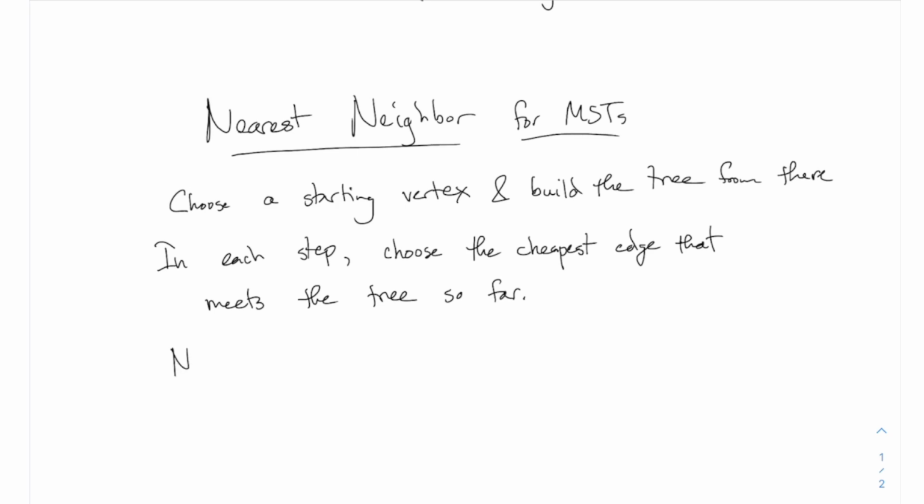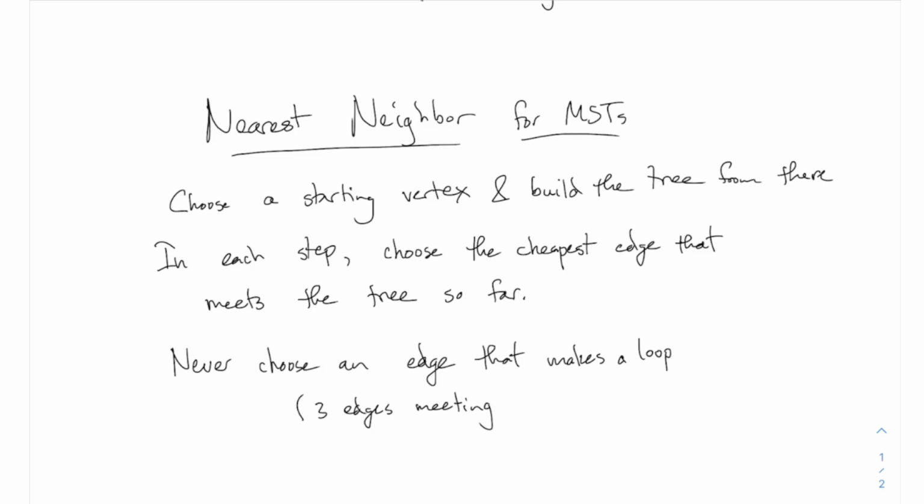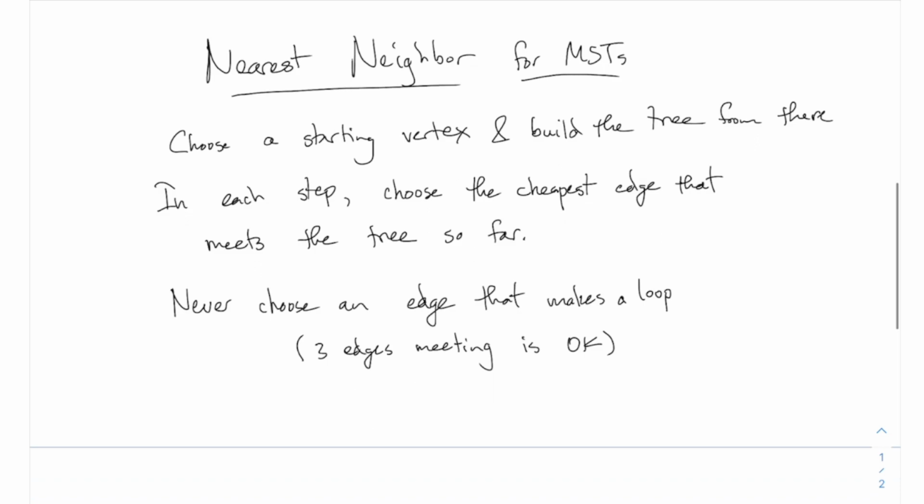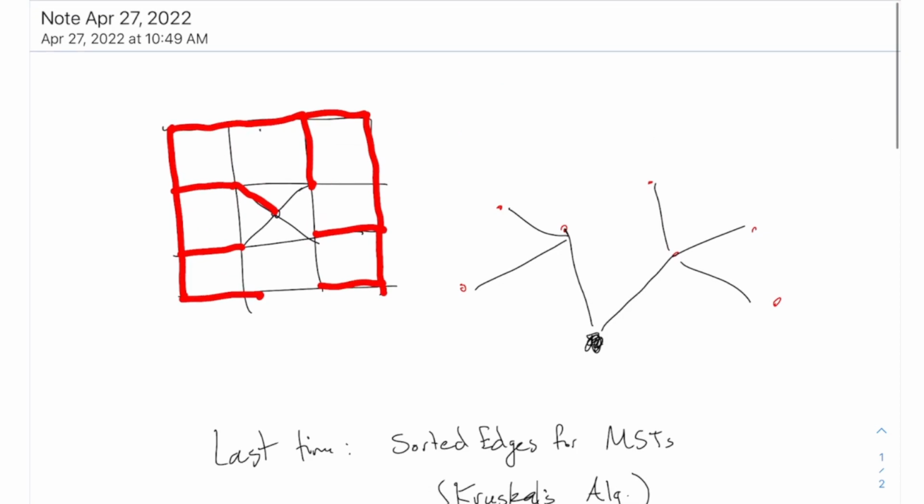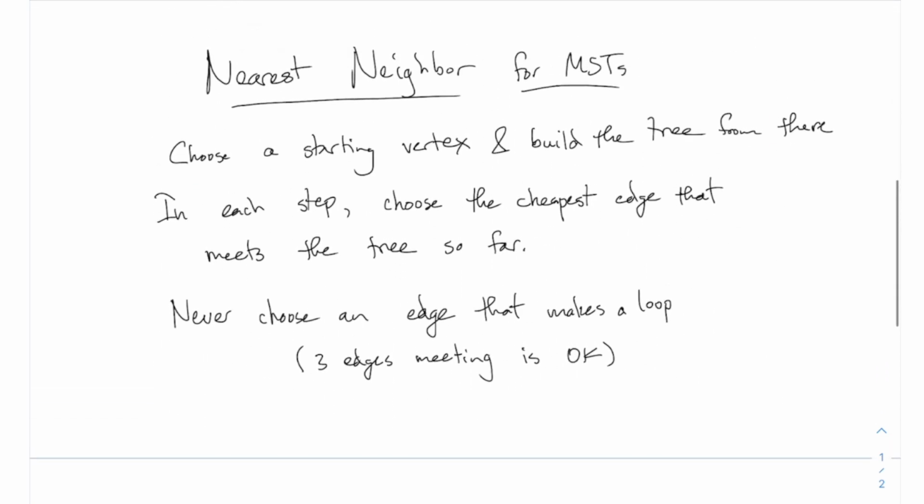And of course, never choose an edge that makes a loop, because we're looking for a spanning tree here. Never choose an edge that makes a loop. But like I said last time, 3 edges meeting is okay. And in fact, usually that's going to happen. 3 edges meeting is okay. In a Hamilton circuit, that's not allowed, but we are not talking about Hamilton circuits. We're talking about spanning trees, which generally speaking, a spanning tree will have 3 edges that meet at the same vertex. Like here, this red one, you can tell. There are several times when it did that. All right, this is how we do it.